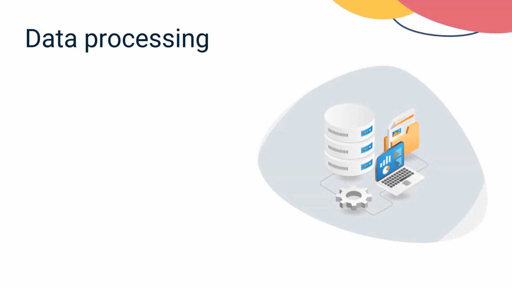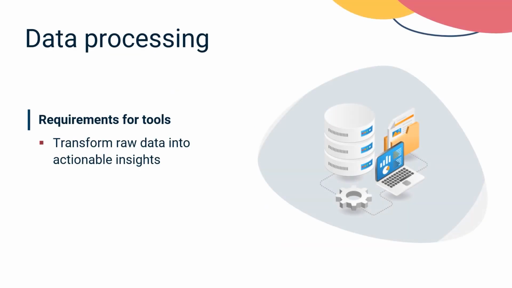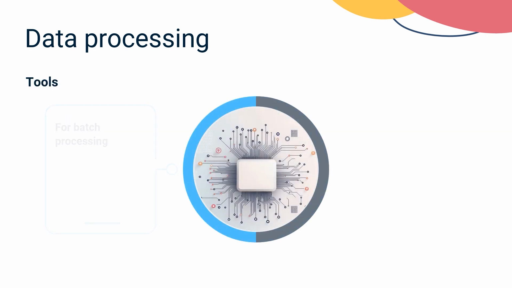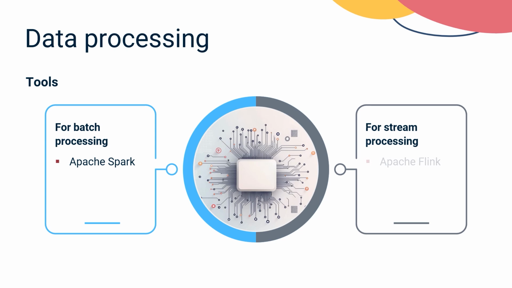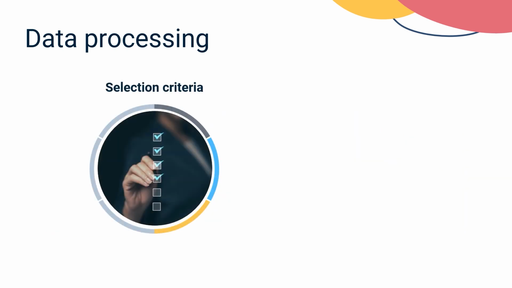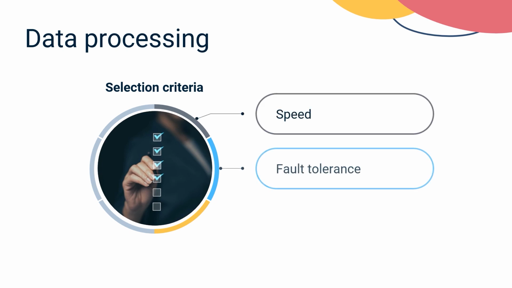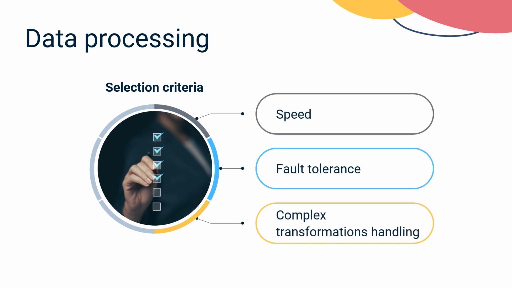Then, you have data processing, where tools are essential for transforming raw data into actionable insights. For batch processing, Apache Spark stands out for its distributed computing capabilities and compatibility with diverse data sources. For stream processing, Apache Flink and Apache Storm are suitable for real-time analytics, especially in scenarios requiring immediate insights for trading or risk management. Processing tools should be chosen based on their speed, fault tolerance, and ability to handle complex transformations.